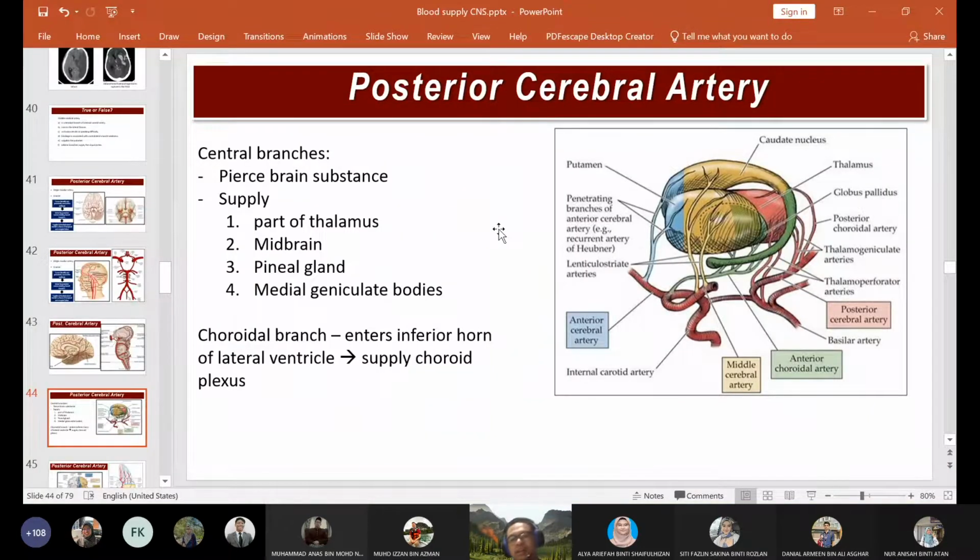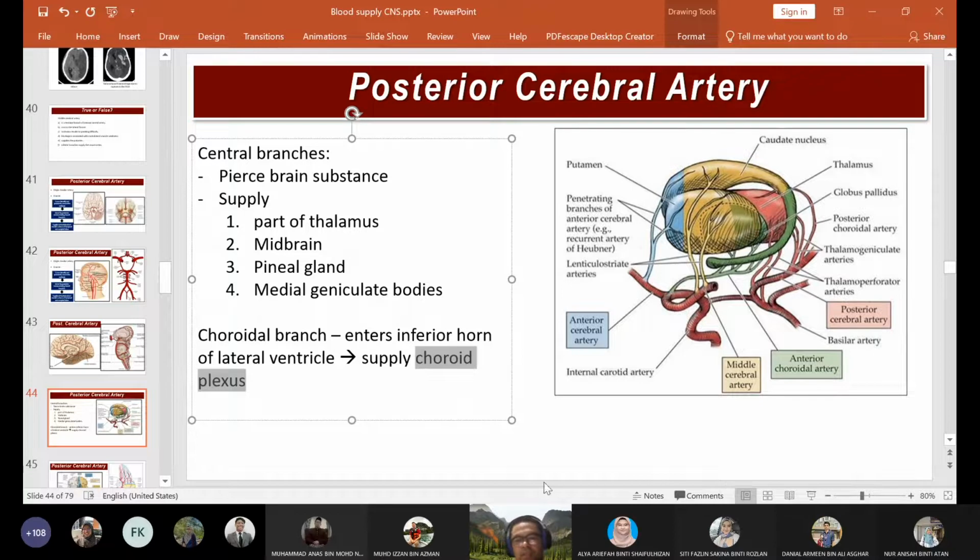The central branches supply part of the thalamus, the pineal gland, medial. So the thalamus is important. And then the choroid branch supplies the choroid plexus in the ventricles.